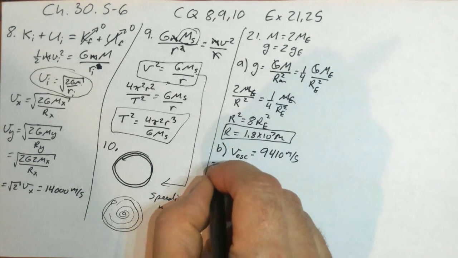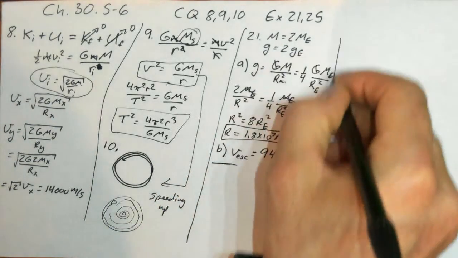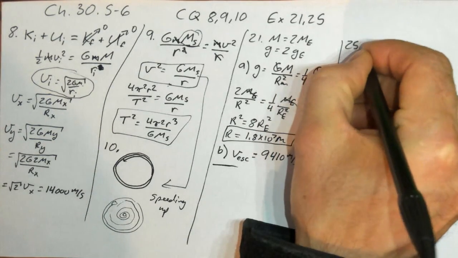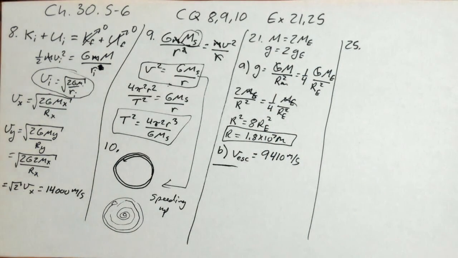Okay, moving on. Now we have 25. This is a fun one. So go read this one and really try and think about it. There's a lot of numbers given. We have a lot of different concepts that work together.